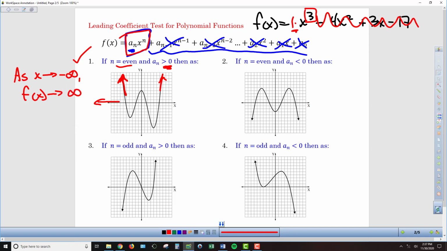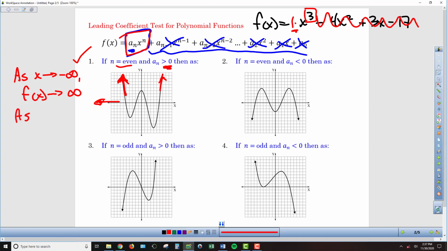That's what we mean there. As x, the arrow means as x approaches negative infinity, meaning as we move farther and farther to the left, which way does the graph eventually take off to? Well, it's going up to positive infinity.